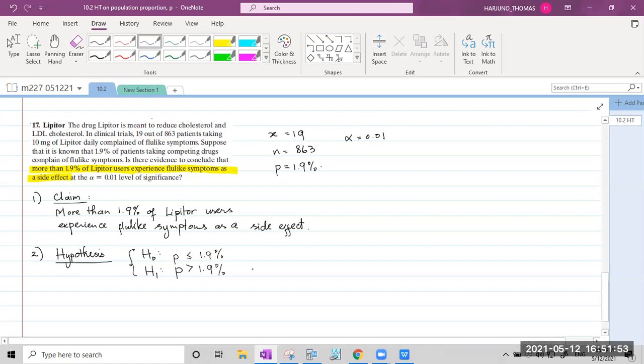Just like what I said on Monday, our textbook, like a lot of other textbooks, will use P equals 1.9%. Anyway, from the alternate hypothesis we see that this will be a right tail test. Why? Because we need to show that the proportion of people suffering from flu-like symptoms, knowing they take Lipitor, is much higher than 1.9%, not just barely a little bit higher, which can happen by random chance. Now then, test statistic.